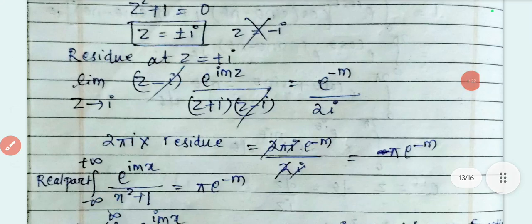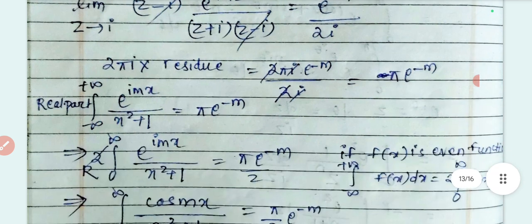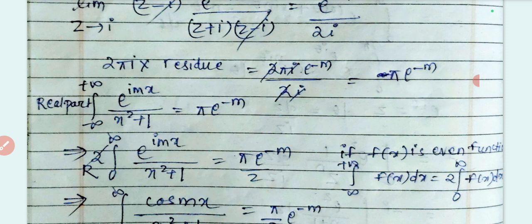It is a simple pole, so limit z tends to i, (z minus i) e to the power i mz over (z plus i)(z minus i), that will be e to the power minus m, putting i in place of z, over 2i. To find the answer of this integral, 2 pi i into the residue, the answer will be pi e to the power minus m. The answer is for minus infinity to plus infinity.